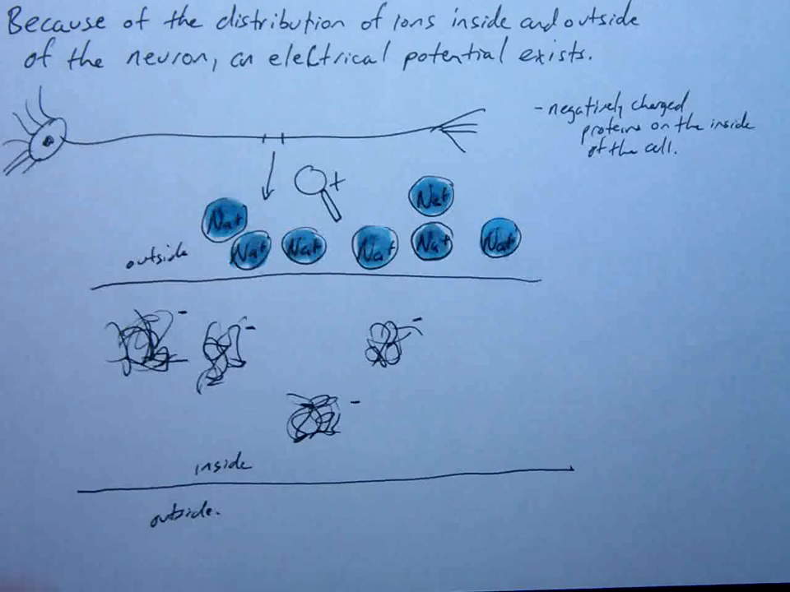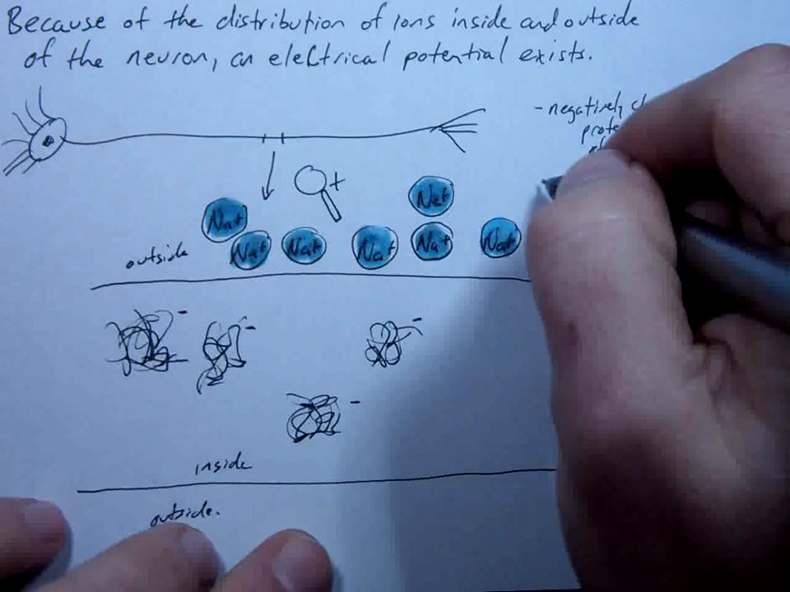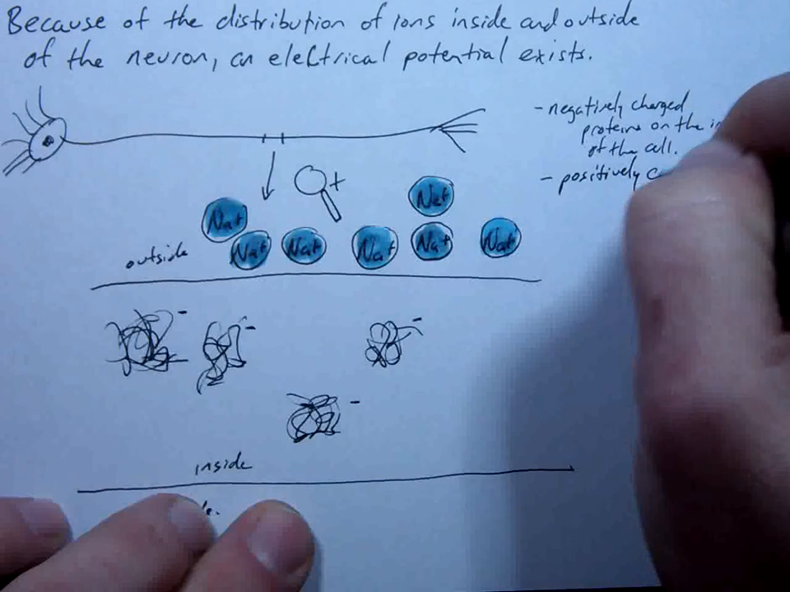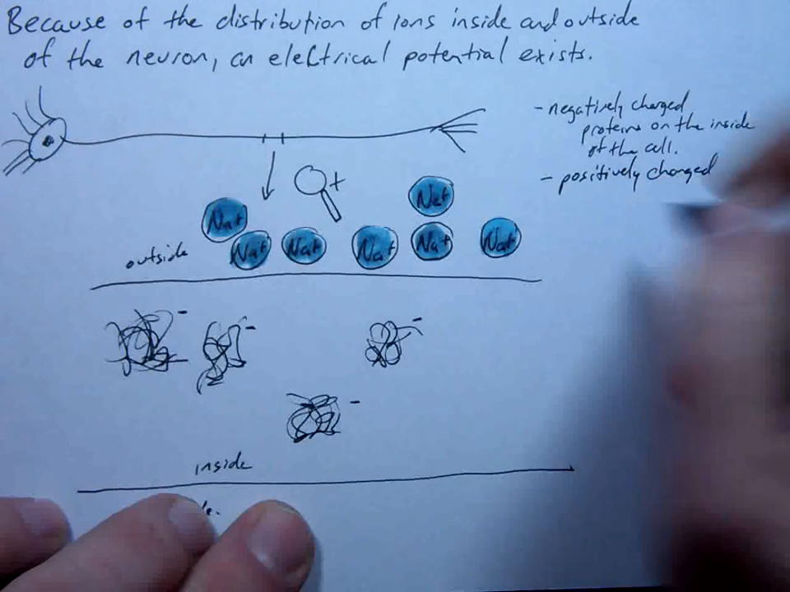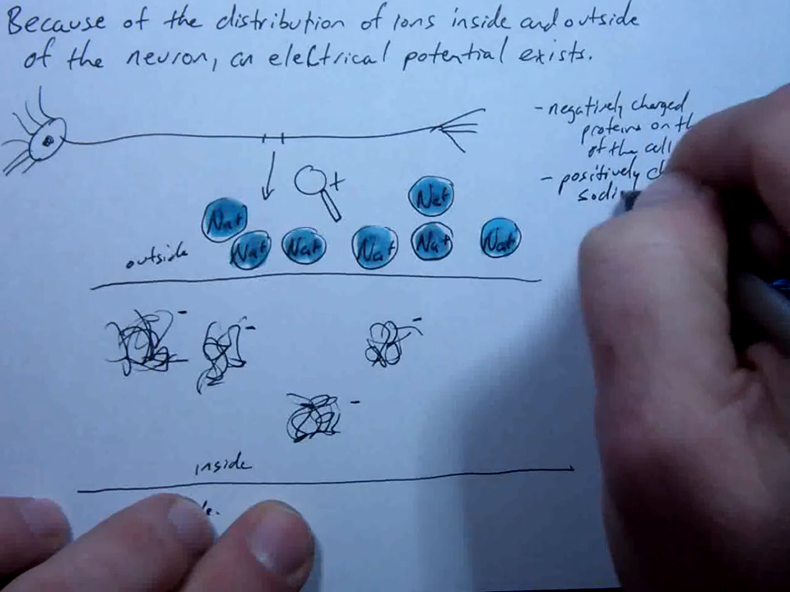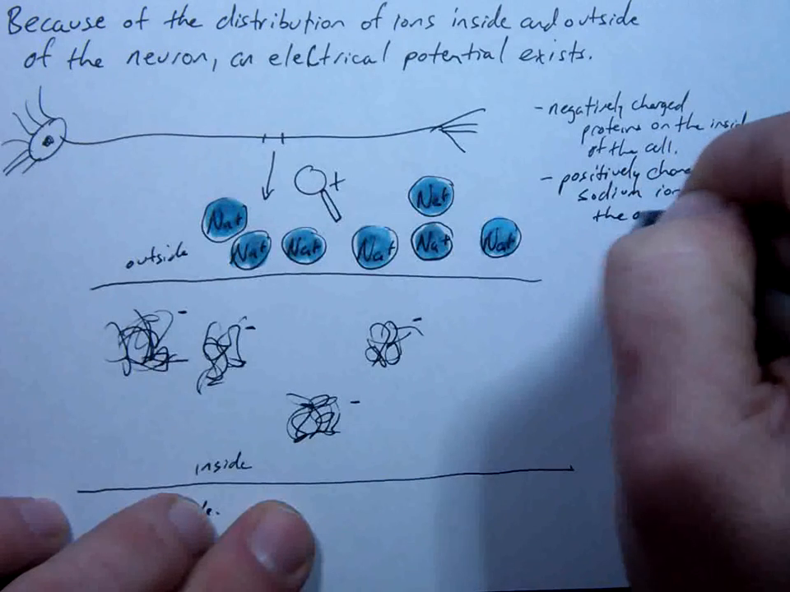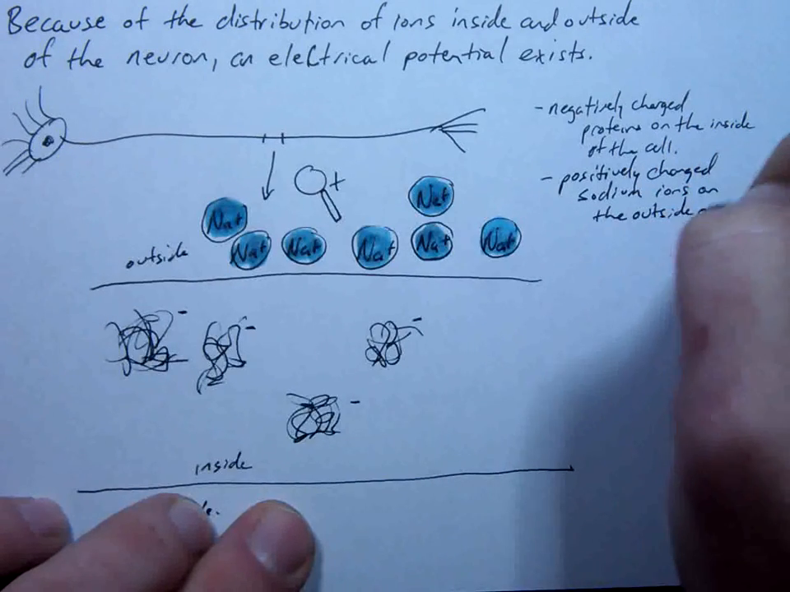But we're going to make a note here. There are positively charged sodium ions on the outside of the cell.